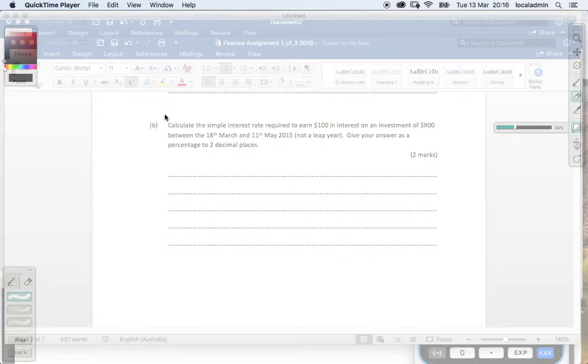So here's the second question. Calculate the simple interest rate required to earn $100 in interest on an investment of $900 between the 18th of March and the 11th of May. And there's not a leap year. It says, well, it doesn't really matter because we are past February already, and only in February does the leap year make a difference. Give your answer as a percentage to 2 decimal places.